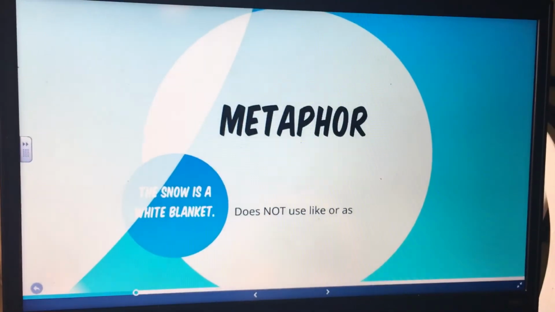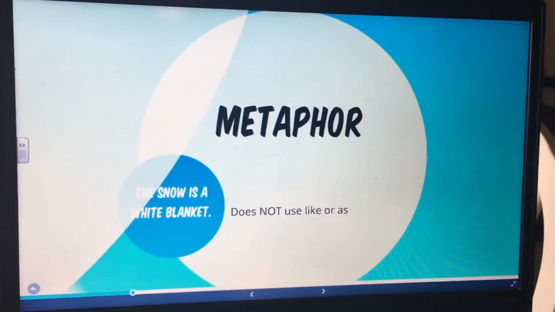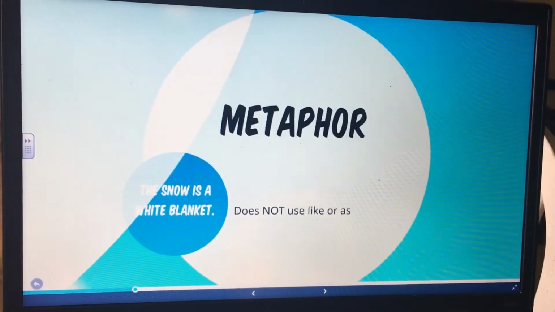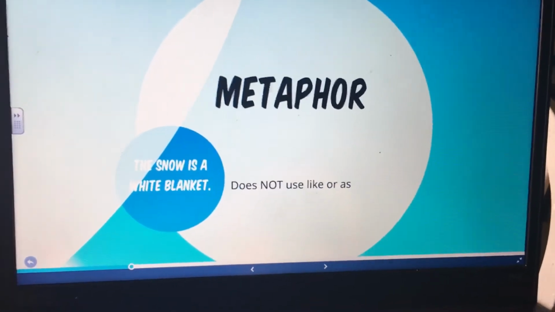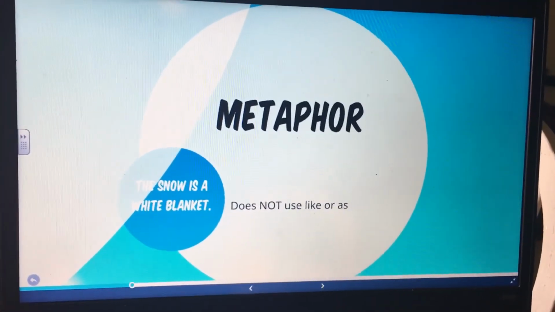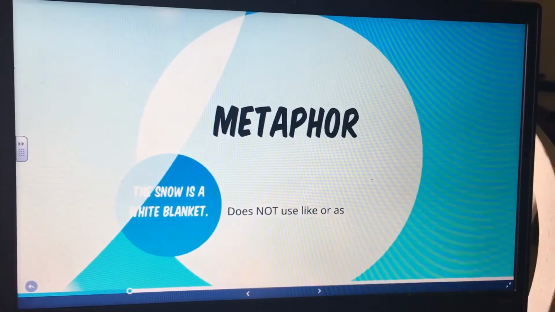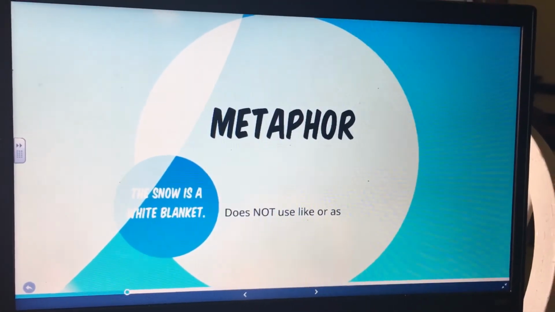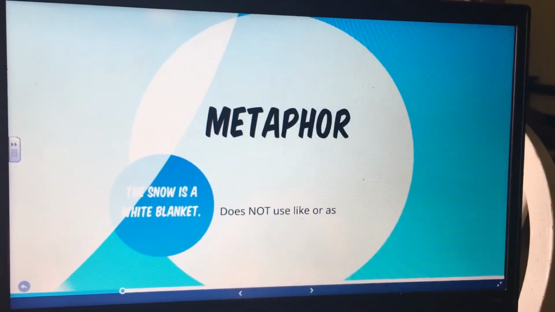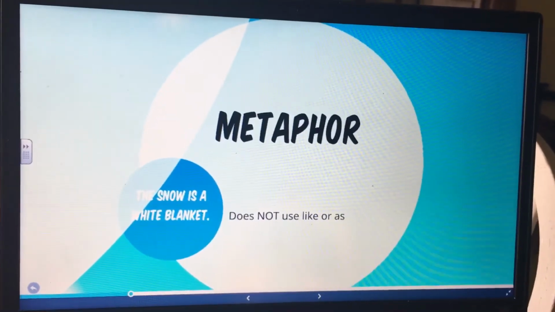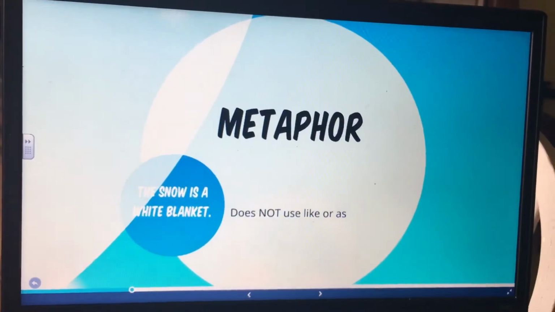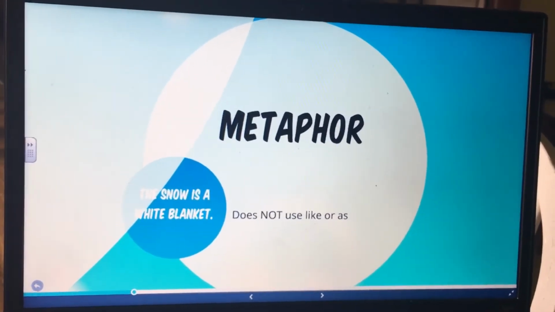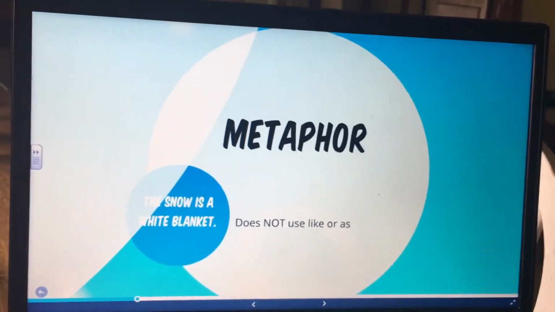The next type of figurative language is a metaphor. So a metaphor is comparing two things, but it does not use like or as. And this is important to remember, that metaphors do not use like or as. So our example here is the snow is a white blanket. Obviously, snow is not a blanket. Snow is cold, and we think of blankets as being something that is warm. But when we compare snow with a white blanket, what it means is that the snow covers the ground so much that it looks like a full covering like a blanket would give you.